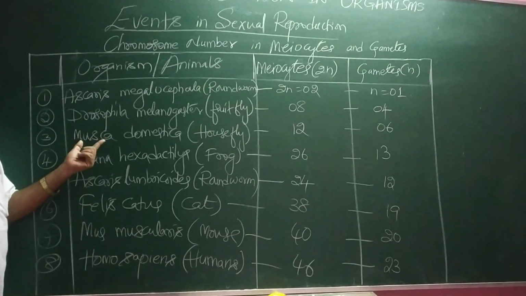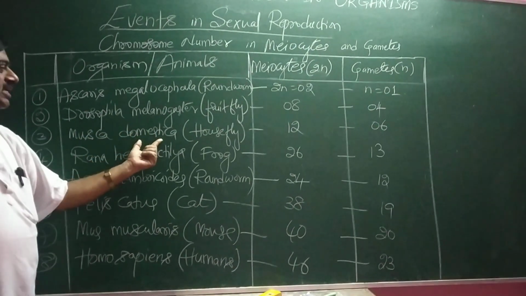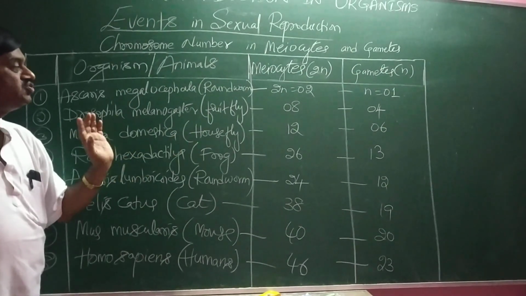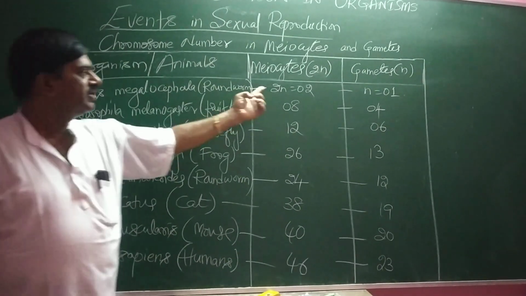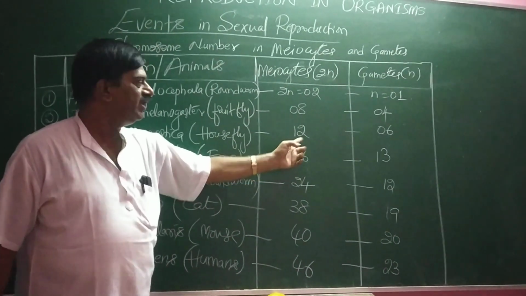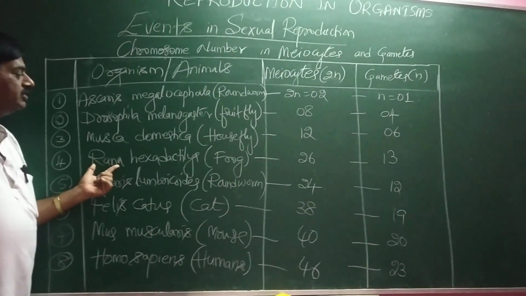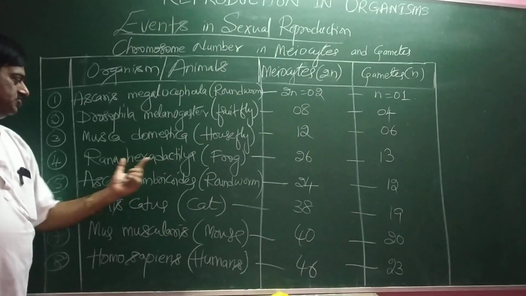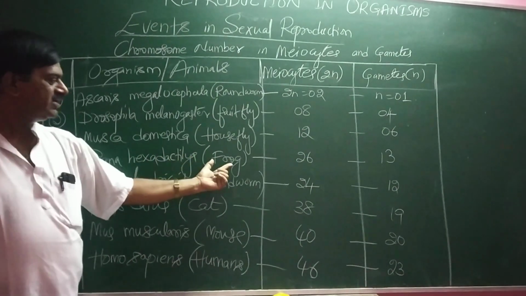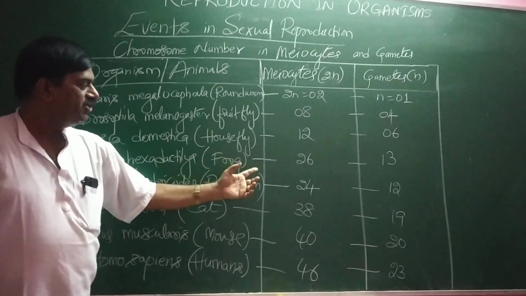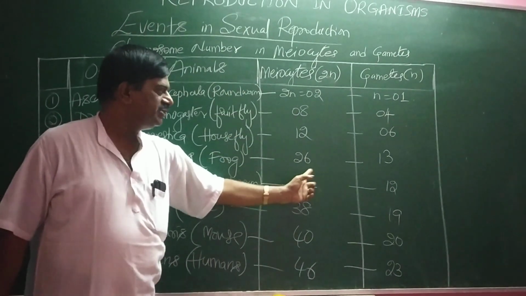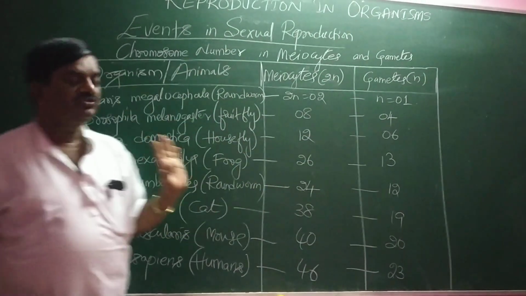The next example, Musca domestica, commonly called housefly. In this housefly, the chromosome number 2n is equal to 12 and n is equal to 6. Next, Rana hexadactyla, commonly called frog. In frog, the 2n is equal to 26 and the n is equal to 13.